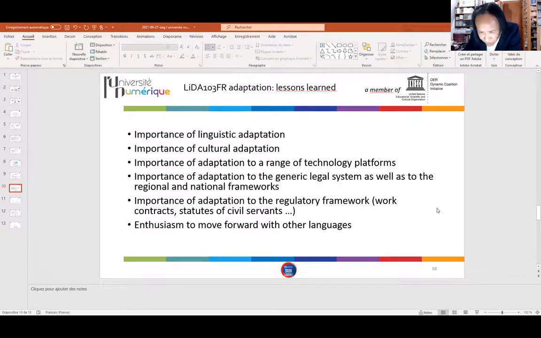currencies, examples, and cultural backgrounds. Also to have a range of technology platforms, because the open source world has a great variety of platforms. The importance of adapting to the generic legal system as well as to specific frameworks, especially in the case of Africa, and also lower level regulatory frameworks. How do you adapt exploitation rights to work contracts, to statutes of civil servants? And all this work has been quite substantive, but it has given us enthusiasm to move forward with other languages.